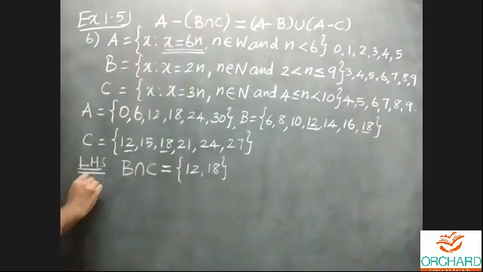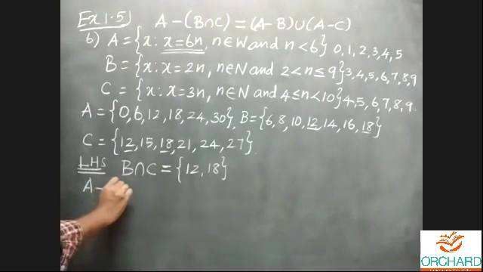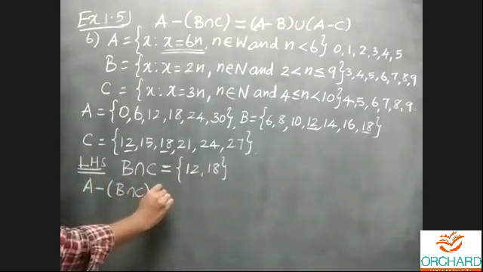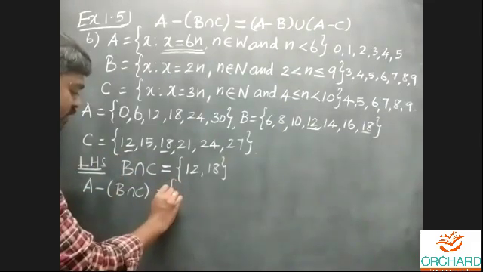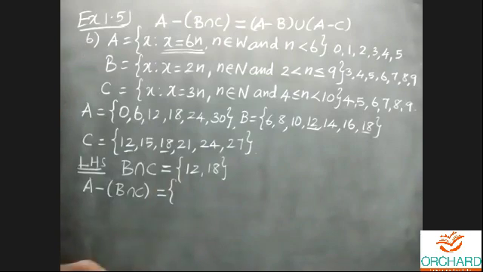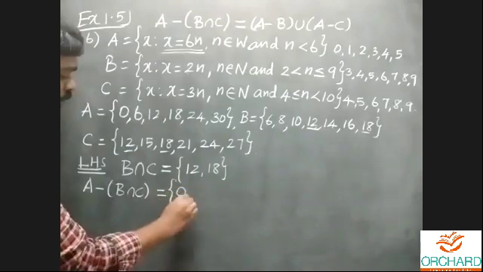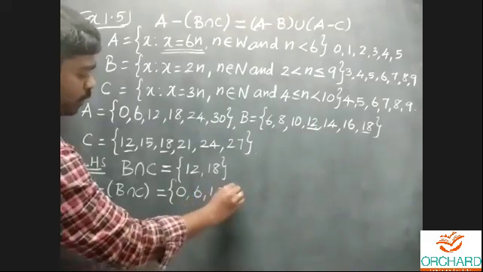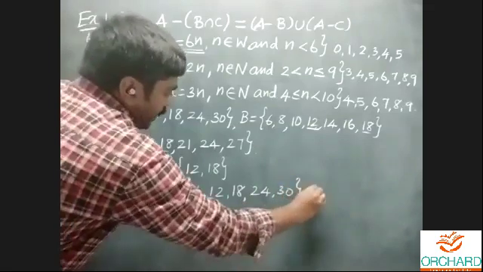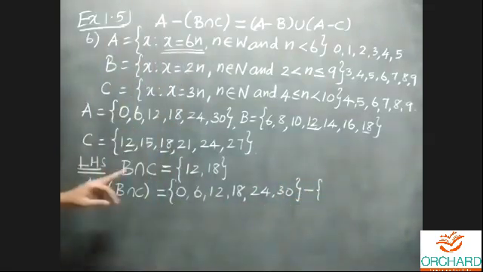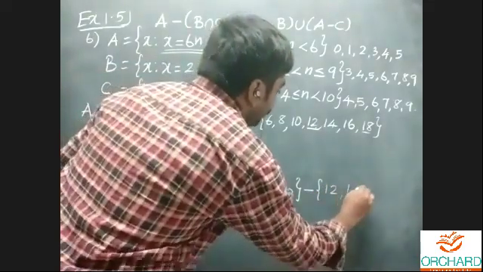Next, A difference, B intersection C. For the difference, we write the first set and then the common set, B intersection C. What is the first set? The A. The elements of set A are 0, 6, 12, 18, 24, 30. Difference, the elements of set B intersection C. What is the common element between the sets B and C? That is 12, 18.